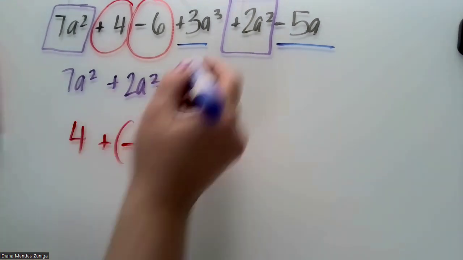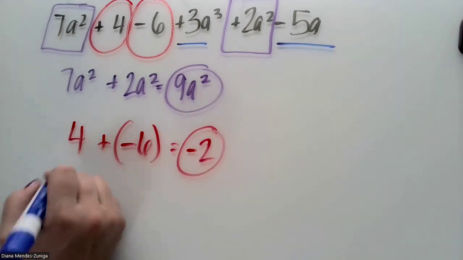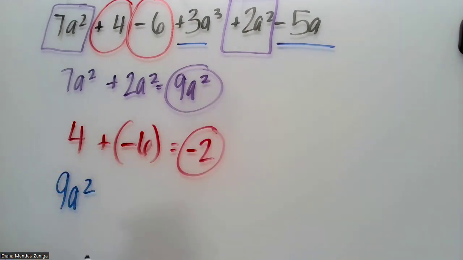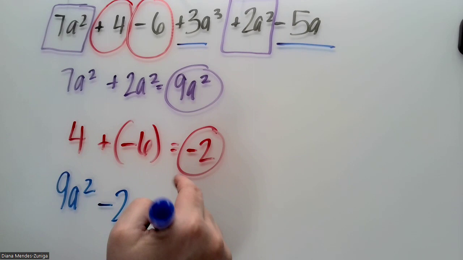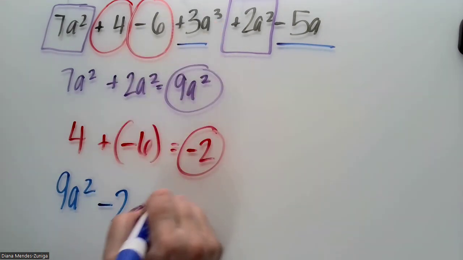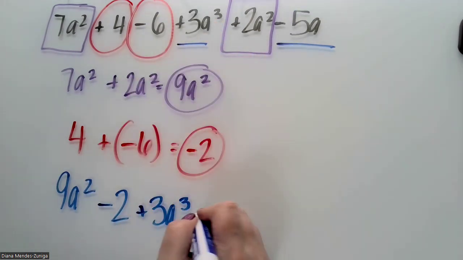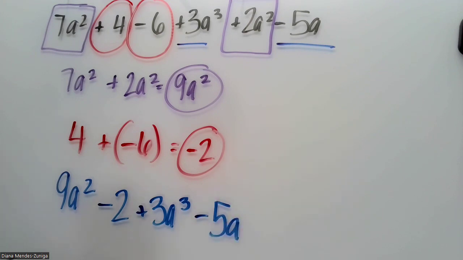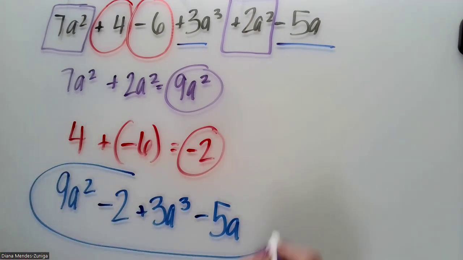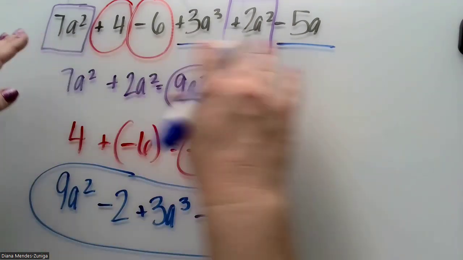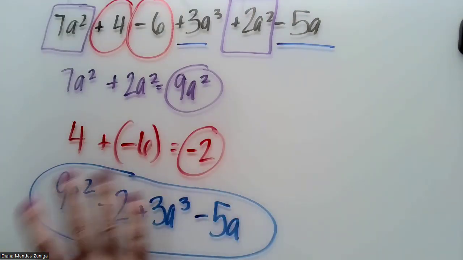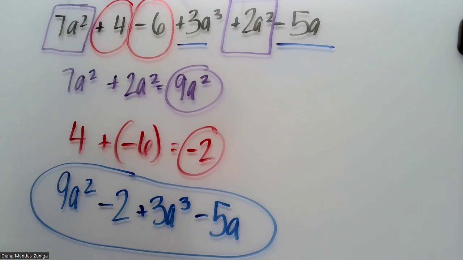So now once we pull all of this together, we have the first part of our answer, 9a to the second, -2. We're going to bring the positive 3a to the third down, and we're also going to bring the 5a down. So your answer is this here. Okay, so you've now taken all of these different buckets and you've combined them into the smallest buckets that you possibly can. So this is what combining like terms is. If you have any questions, just let me know.